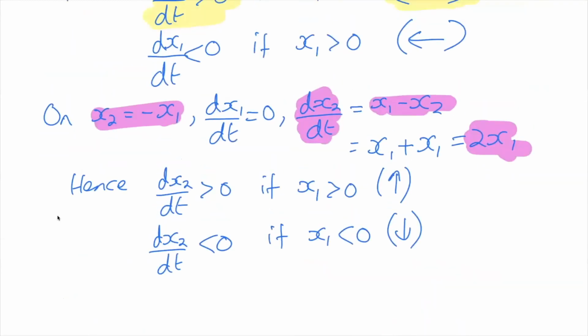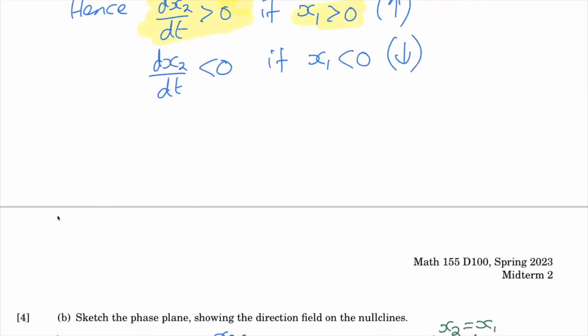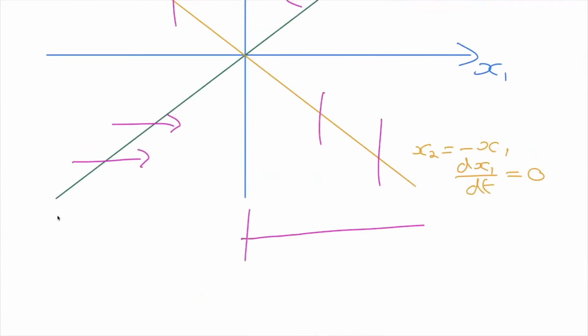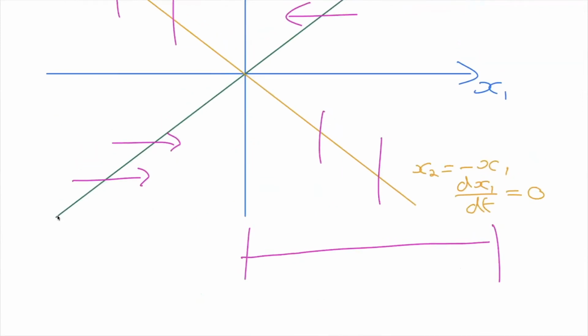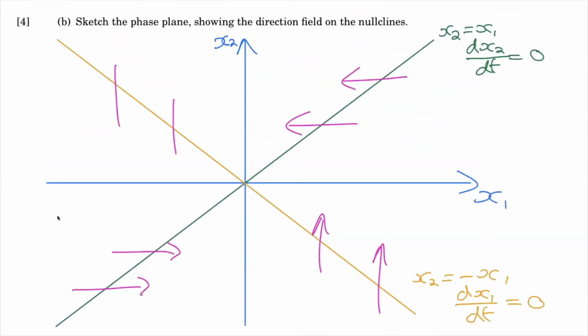Now let's think about this null line here. So on the null line, x2 is equal to minus x1. dx2/dt is positive, so we move up if x1 is positive. So when is x1 positive? x1 is positive over this side of the graph. So on this null line, these arrows have to point up because x1 is positive, and so dx2/dt is positive. Conversely, dx2/dt is negative on this null line when x1 is negative. So those arrows point down.